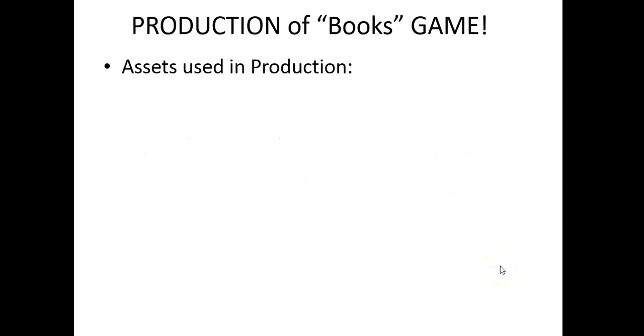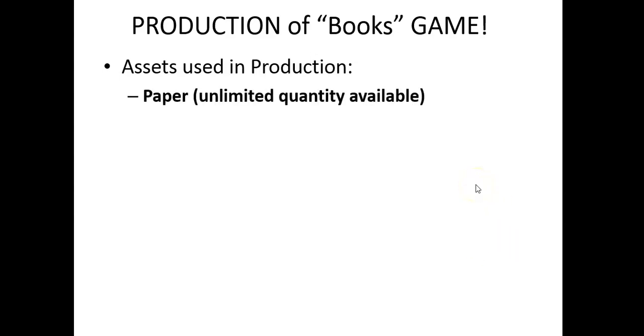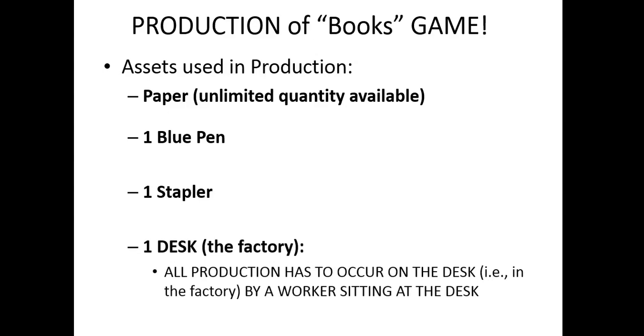Okay, so this production of books game. The assets, the property, plant, and equipment that we have to make books: we have paper, that's our inventory, our materials. We have an unlimited quantity of paper and staples, by the way. We have one blue pen, we have a stapler, and we have a desk, where the desk is the factory, such that all the production has to happen on the desk.